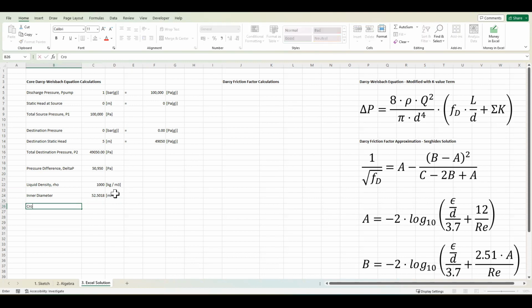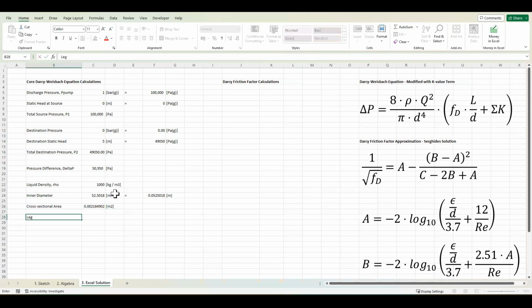Now, what I'm going to do, which I'm going to use later on, is calculate the cross-sectional area of the pipe. First of all, I'm just going to convert this into SI units, so millimeters to meters, divided by 1,000. And then that's equal to 0.25 times pi times the diameter squared. So that's just your general cross-sectional area of a pipe or a circle.